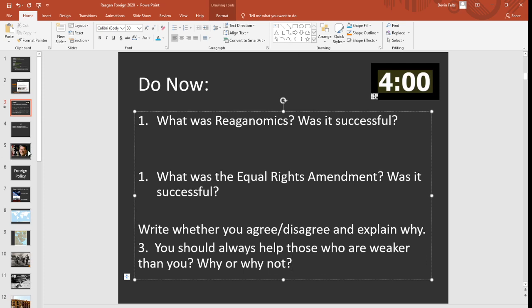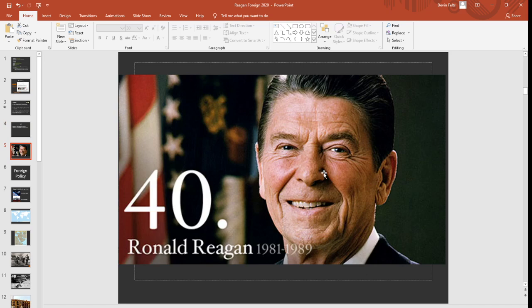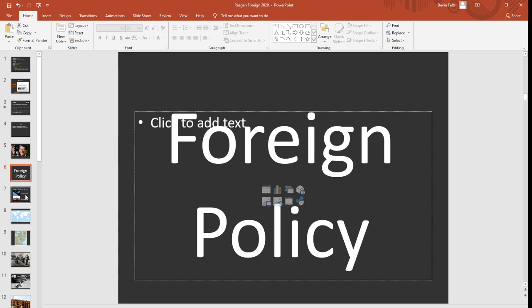Okay. So today's learning objective, we're going to describe and evaluate through sequencing Donald Reagan's, good Lord, Ronald Reagan's foreign policies. So there he is, the man, the myth, the legend himself, Ronald Reagan. He's a two-term president. He serves from 1981 to 1989, and we are diving into his foreign policy.